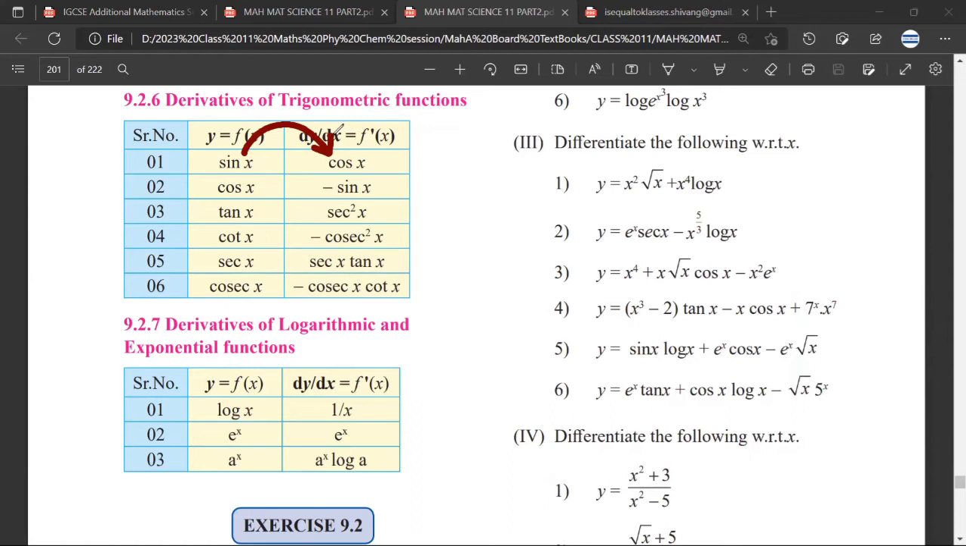Yeah. But you just accept this, that the differential of sin x is cos x, differential of cos x is minus sin x, of tan x is secant square x, of cot x is minus cosecant square x, of secant x is secant x tan x, of cosecant x is minus cosecant x cot x, and differential of log x is 1 by x, differential of e to the x is e to the x, differential of a to the x is a to the x log a. Is it making sense? Yeah.